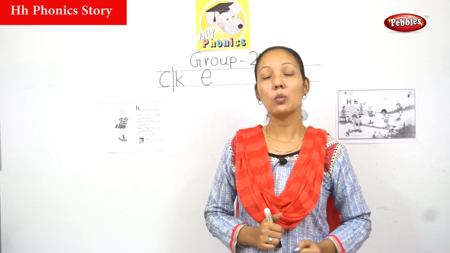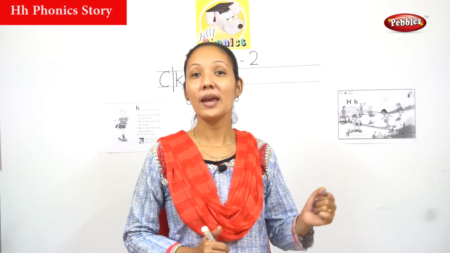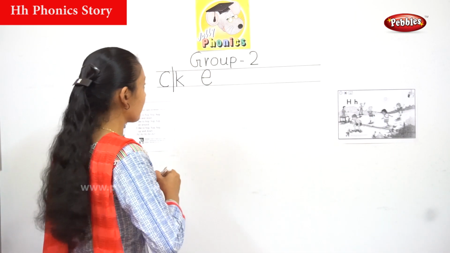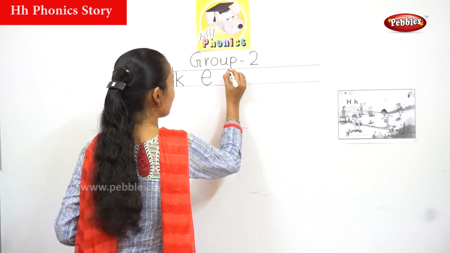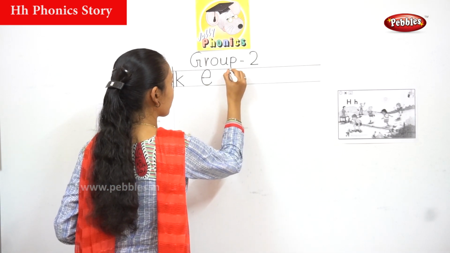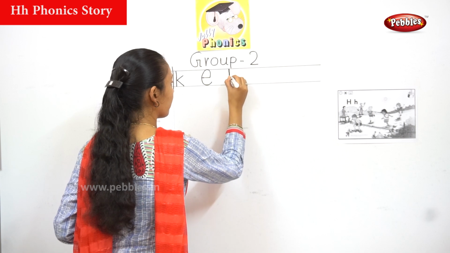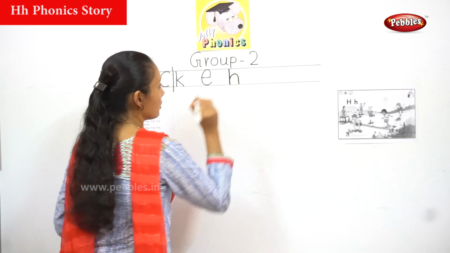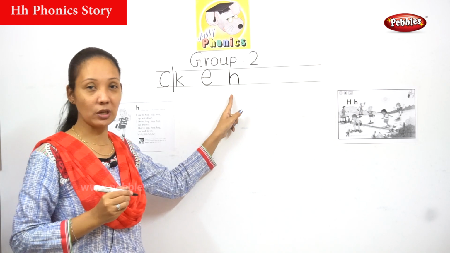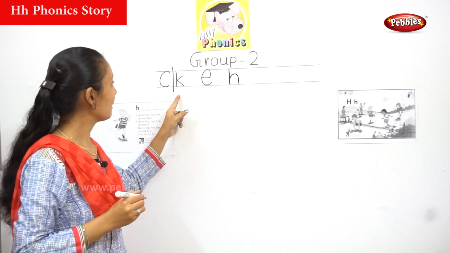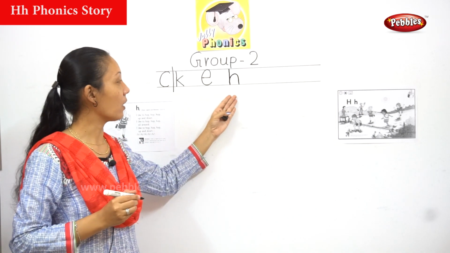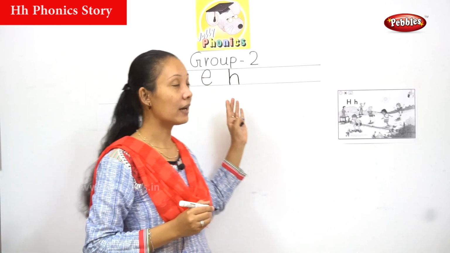Now the next one we are going to learn is H. What is the next letter? In group 2 the next letter is H. So you are going to learn about H now. You finished C, K, E, and now we will start with letter H.